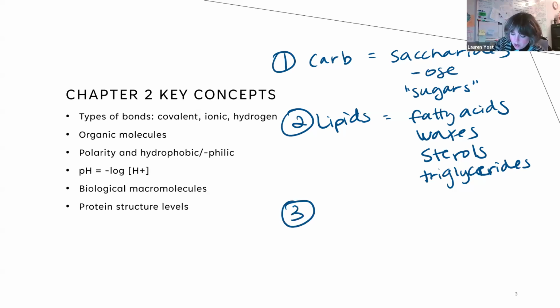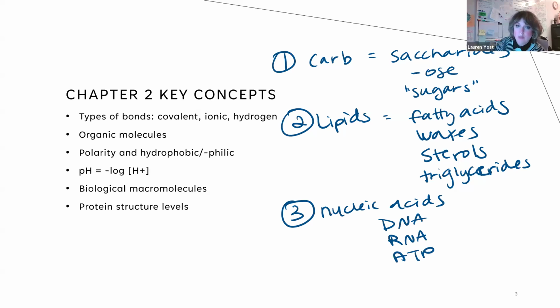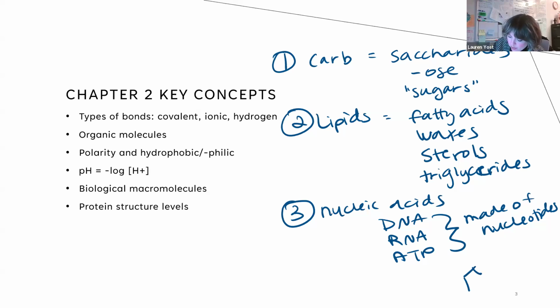The third one will be our nucleic acids. This would be DNA and RNA. We'll learn more about the specifics of our DNA and RNA, as well as ATP, adenosine triphosphate. The base of all of these are nucleotides. And what is a nucleotide? I'm so glad you asked. A nucleotide is basically a 5-carbon sugar.